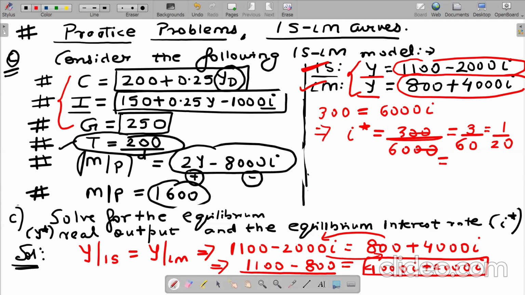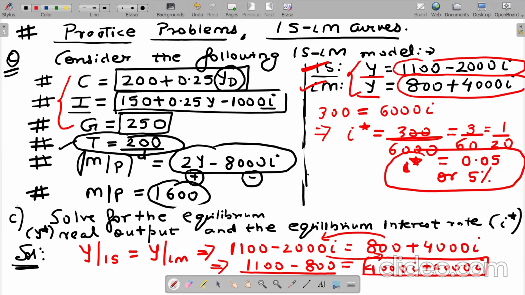And then students can calculate 1 by 20 and verify this. If you look at 1 over 20, you can check this out using your calculators also. It comes out as 0.05. So my I star is 0.05, or in percentage terms, 5%. My I star is 0.05 or 5%.